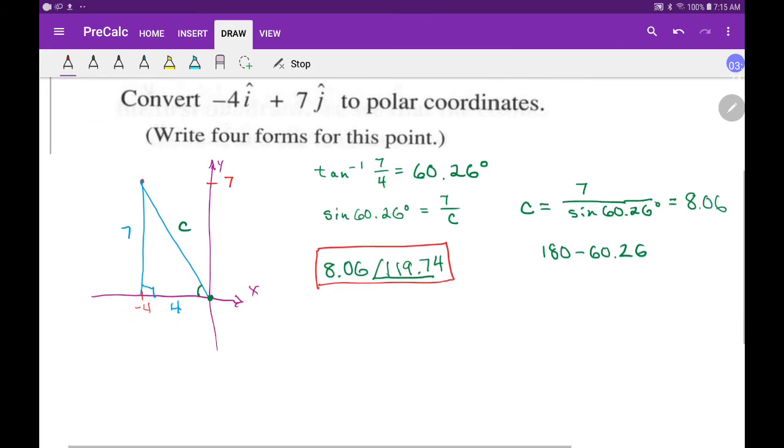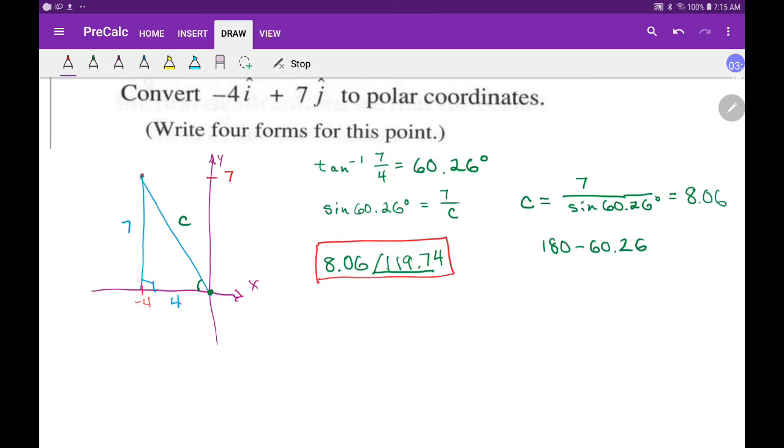And then let's see, how else can I talk about this? Well, I could say, what if I made the 8 negative? Then what would I say? Well, first of all, I'd say negative 8.06. Okay, and now I'm 60 away from 360, so I'm going to say 360 minus 60.26, and that's going to give me 299.74. 299, almost 300 degrees. That's another alternative.